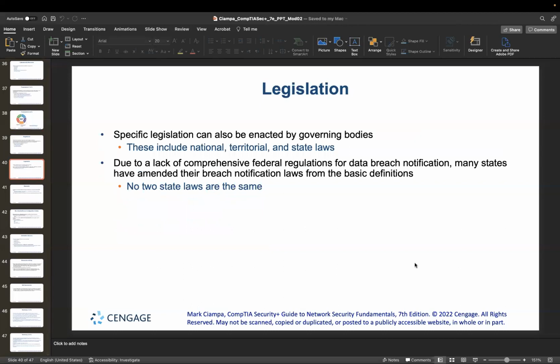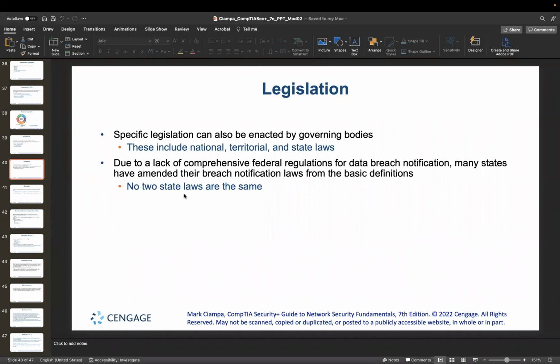For the legislation, specific legislations can also be created by governments. Usually they can be just statewide, territorial, or for the entire United States. Due to lack of comprehensive federal regulations for data breach notification, many states have amended their breach notification laws from the basic definitions that are out there.